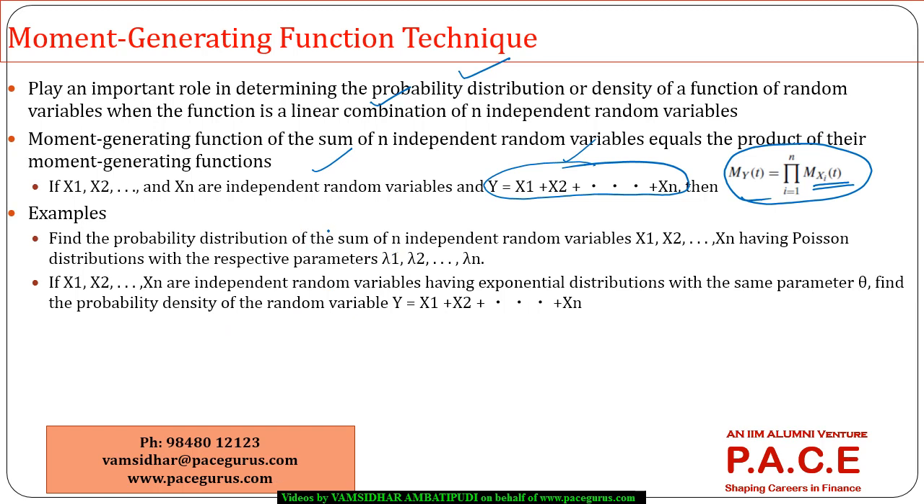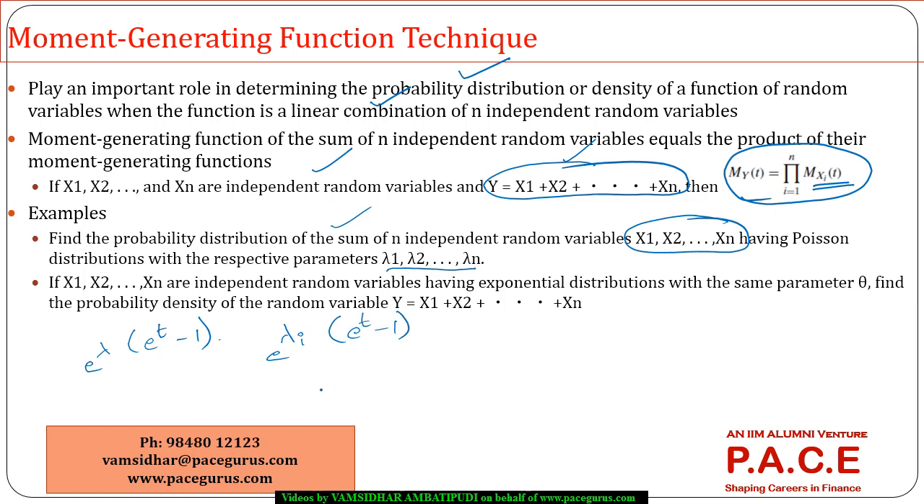So if you look at this example, find the probability distribution of the sum of n independent random variables x1, x2, xn having Poisson distribution with lambda 1, lambda 2, lambda 3, and so on. We know that for a Poisson distribution, the moment generating function is e to the power of lambda (e to the power of t minus 1). So for each of these distributions, I'll get e to the power of lambda i (e to the power of t minus 1).